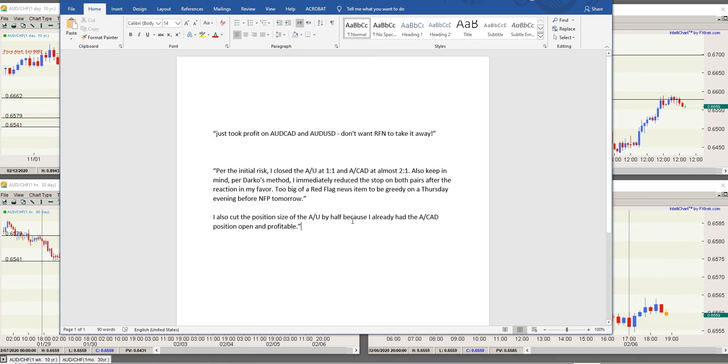You don't want to get overexposed in any one currency pair, or one currency. These are both Aussie pairs, right? So you don't want to get overexposed on the Australian dollar.